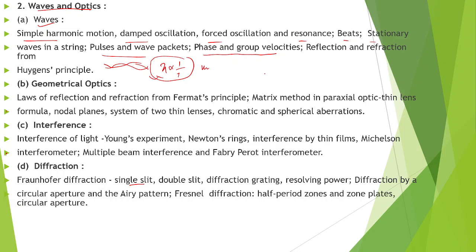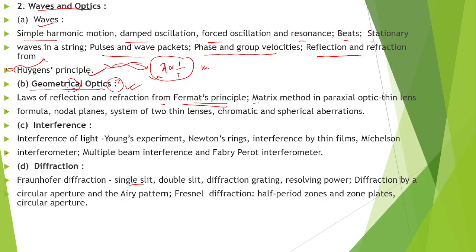We have phase and group velocities, reflection and refraction from Huygens principle. So for Huygens principle, we just need to prove the laws of reflection and refraction. So thanks to UPSC for mentioning it. Then we have geometrical optics. In the UPSC syllabus, this I or C is missing on the official site. I was amazed that UPSC is also making this kind of mistake. So we have laws of reflection and refraction from Fermat's principle.